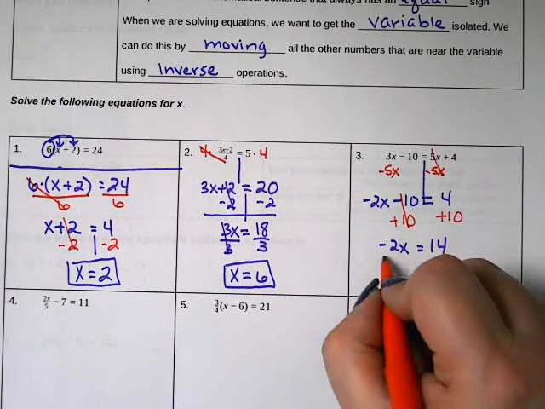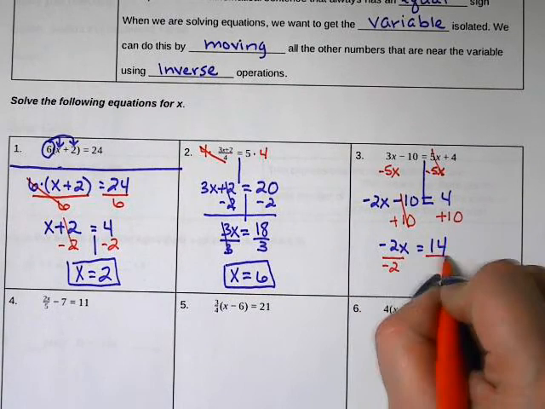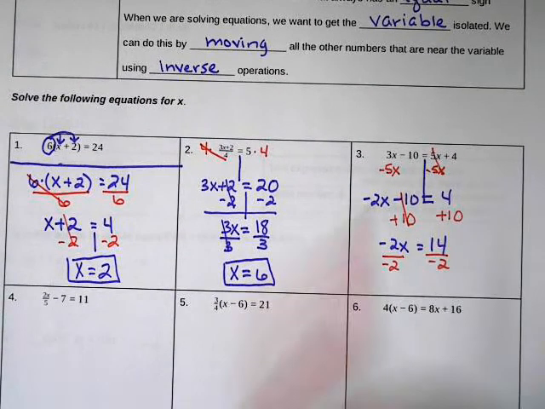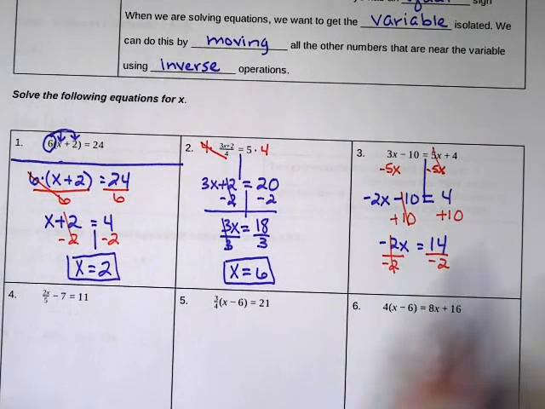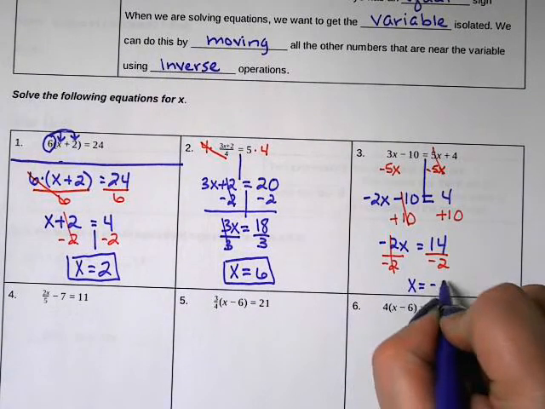And then in order to keep getting the x by itself, I'm going to divide both sides by negative 2. And I get x is equal to negative 7.